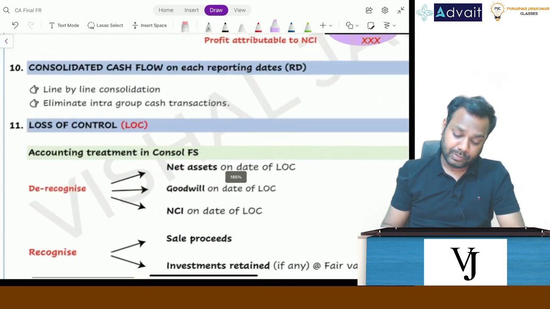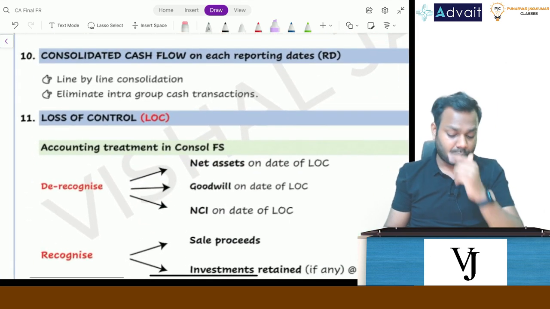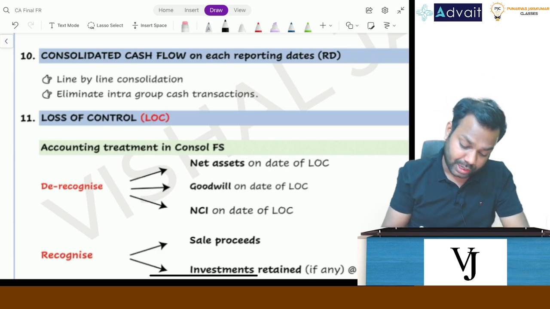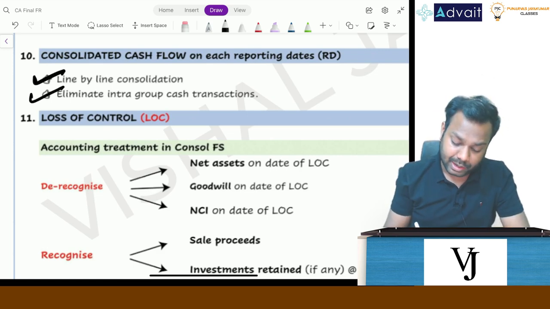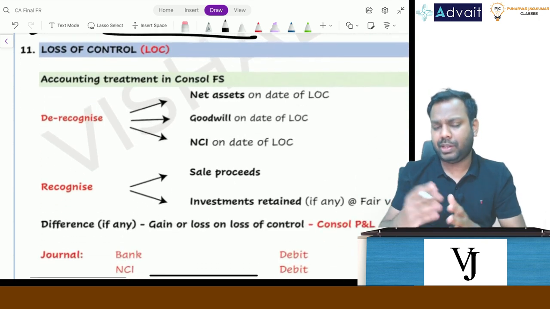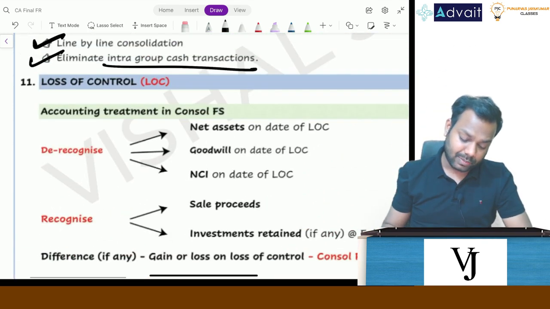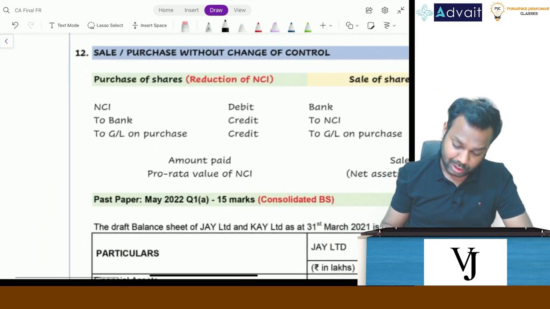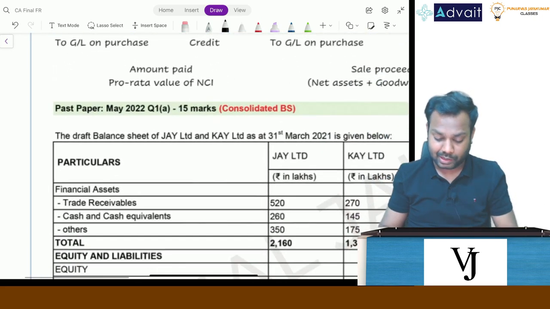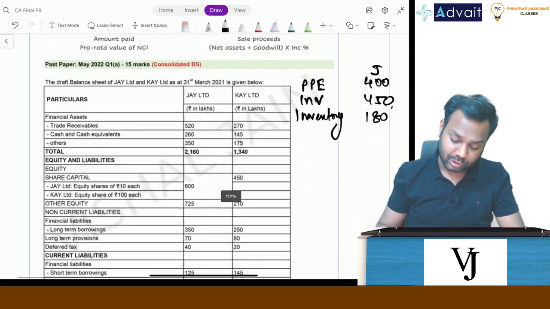Now consol cash flow, it is again line by line consolidation and eliminate any intra group transactions, basically within the group cash transactions. Now again comes the concept of loss of control and sale or purchase without change of control. With that I'll discuss, but before that I want to take up a question with you guys.